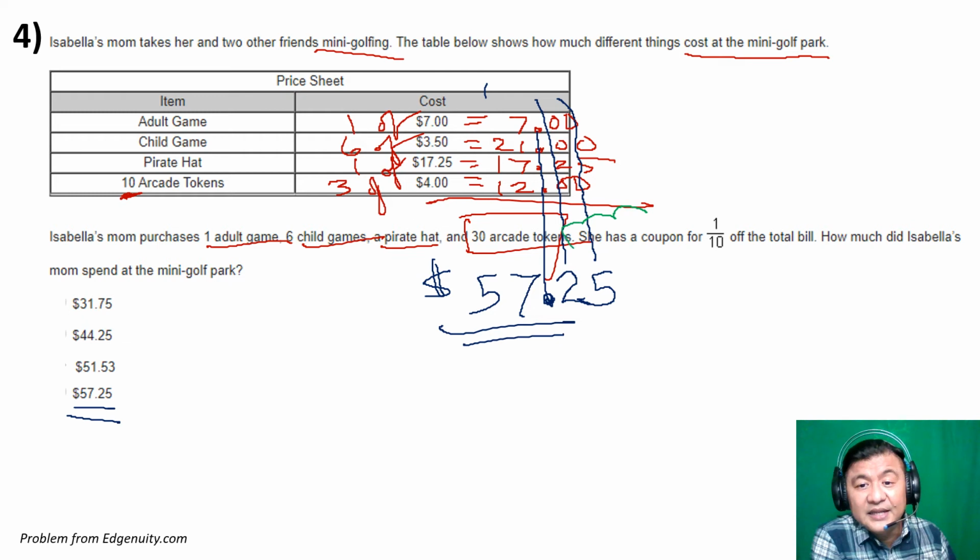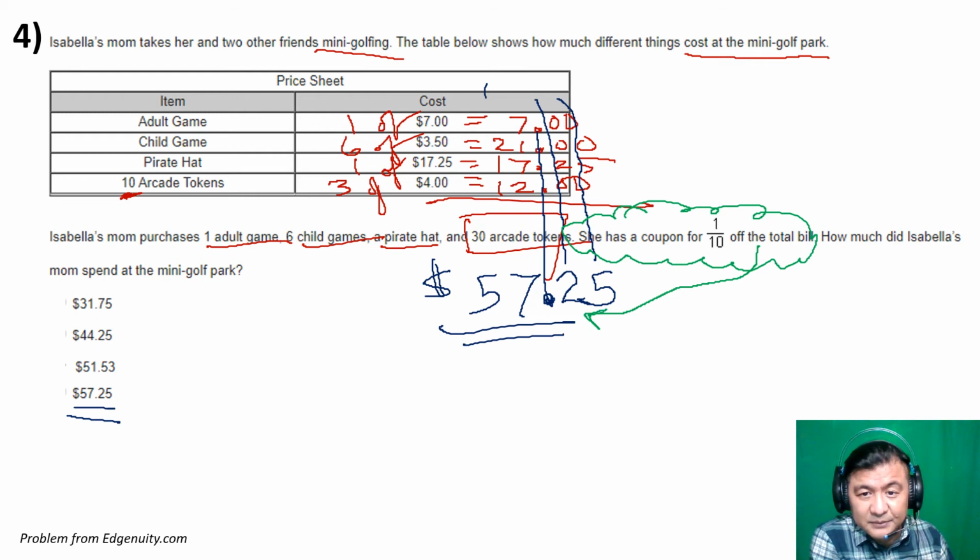Because you read the last part of the sentence. It says she has a coupon for 1/10 of the total bill. That's the total bill. This is the total bill. All right. That means he's not going to pay 1/10.